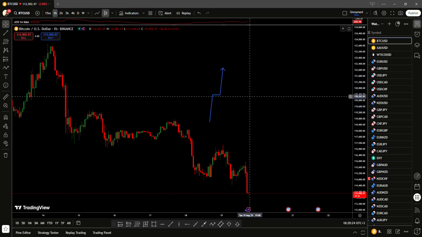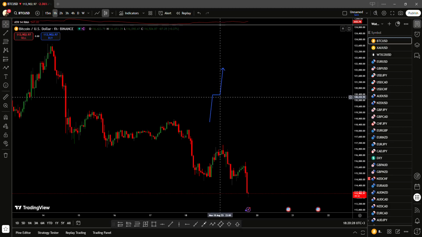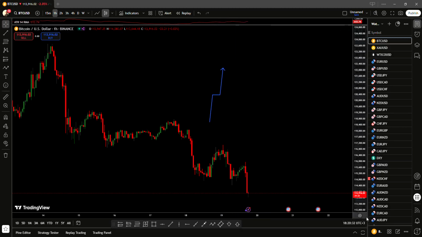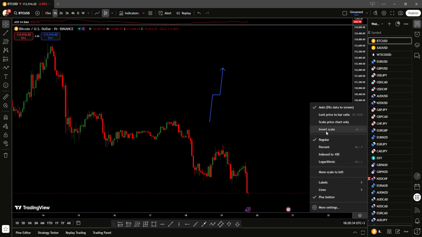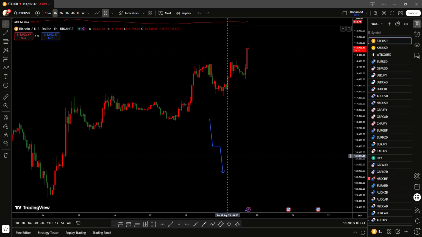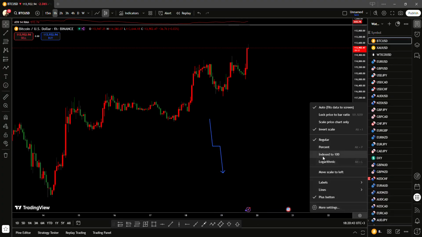So it is going to be rally, base, rally, then demand zone, price comes here, buys. Then for the sell side, you're going to be looking at both of them. It's going to be drop, base, drop, price comes here, and then it drops for the sell side.